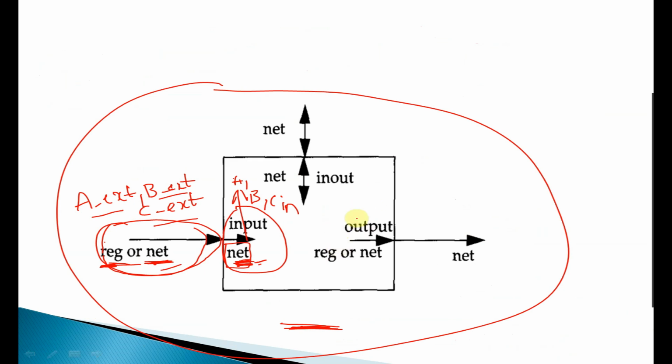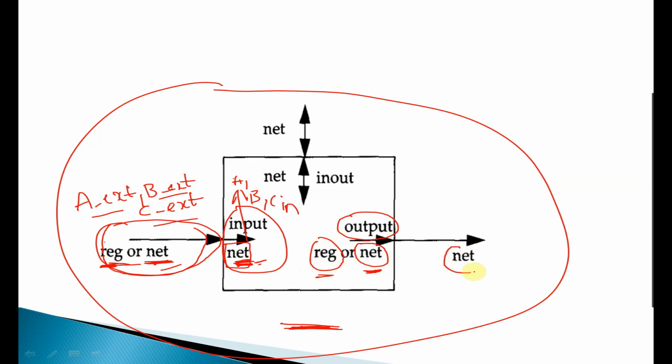And here you can see the output ports can be of two data types. It can be of either reg or net. So if you haven't declared explicitly as reg data type, it will be of net, and if you declared explicitly as reg, it will be of reg data type.